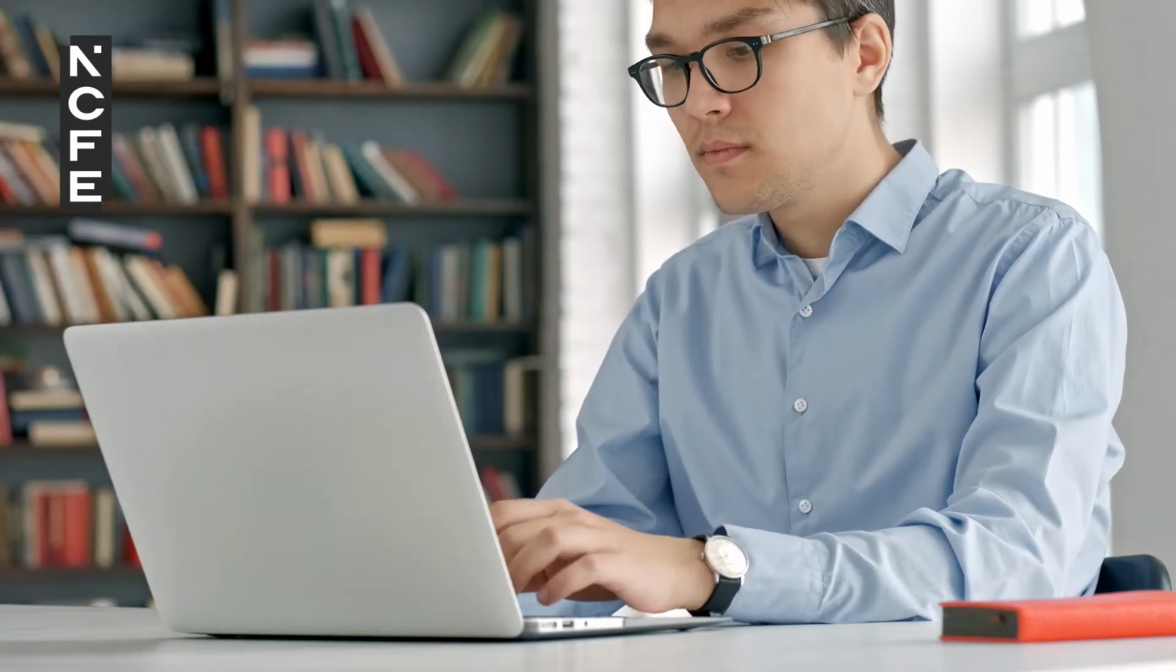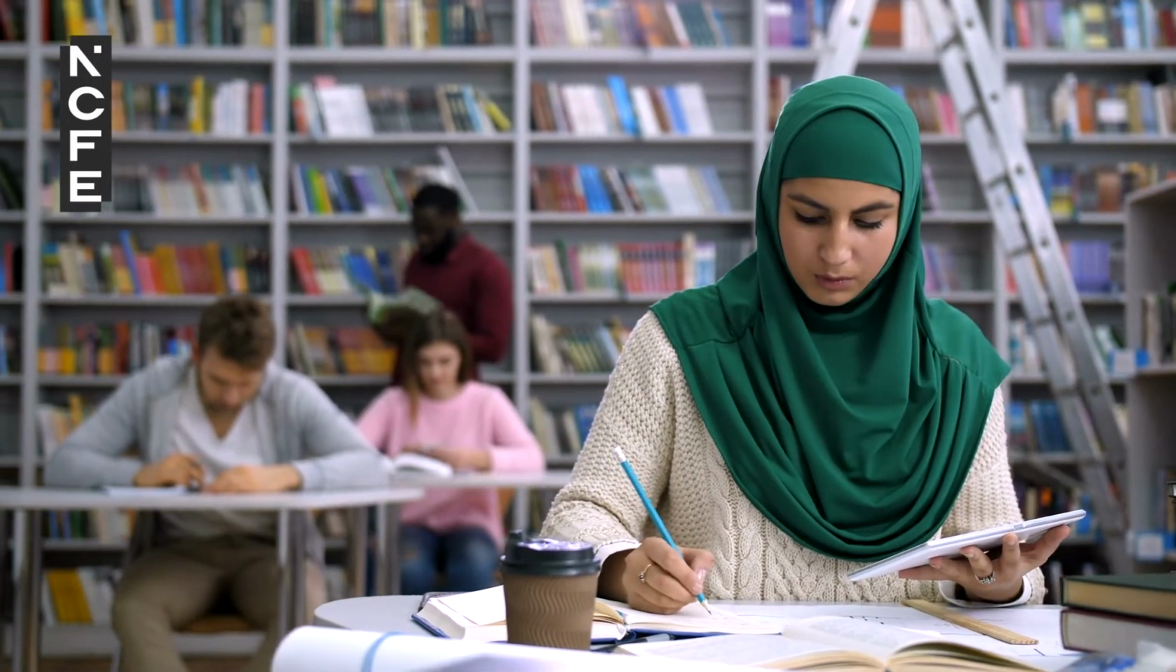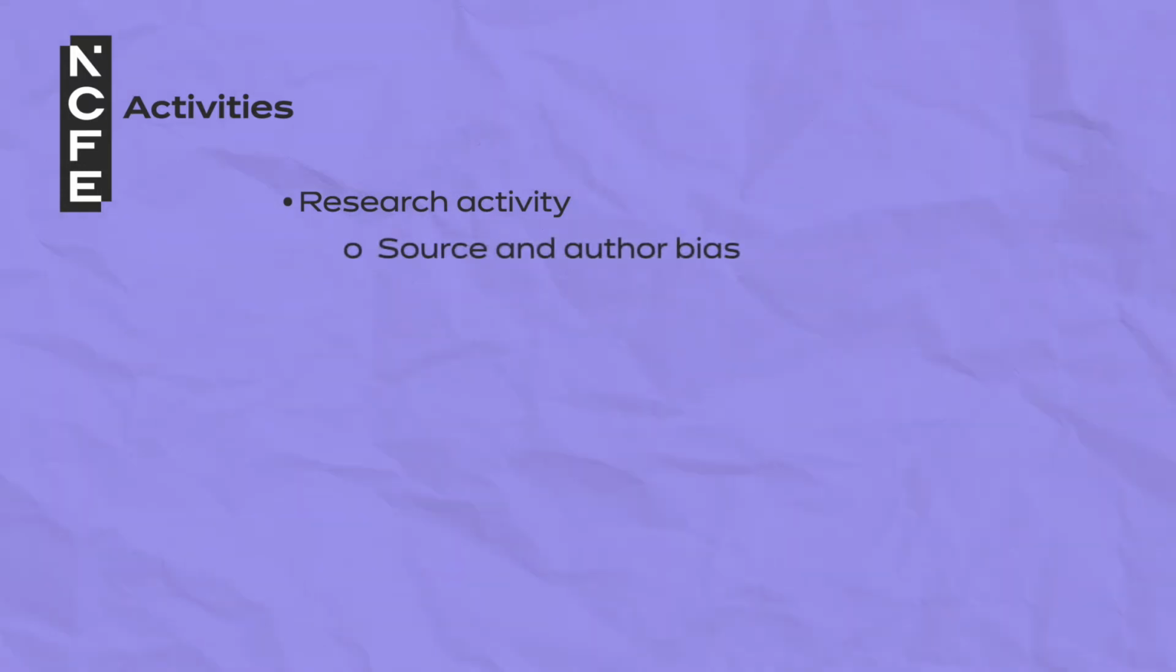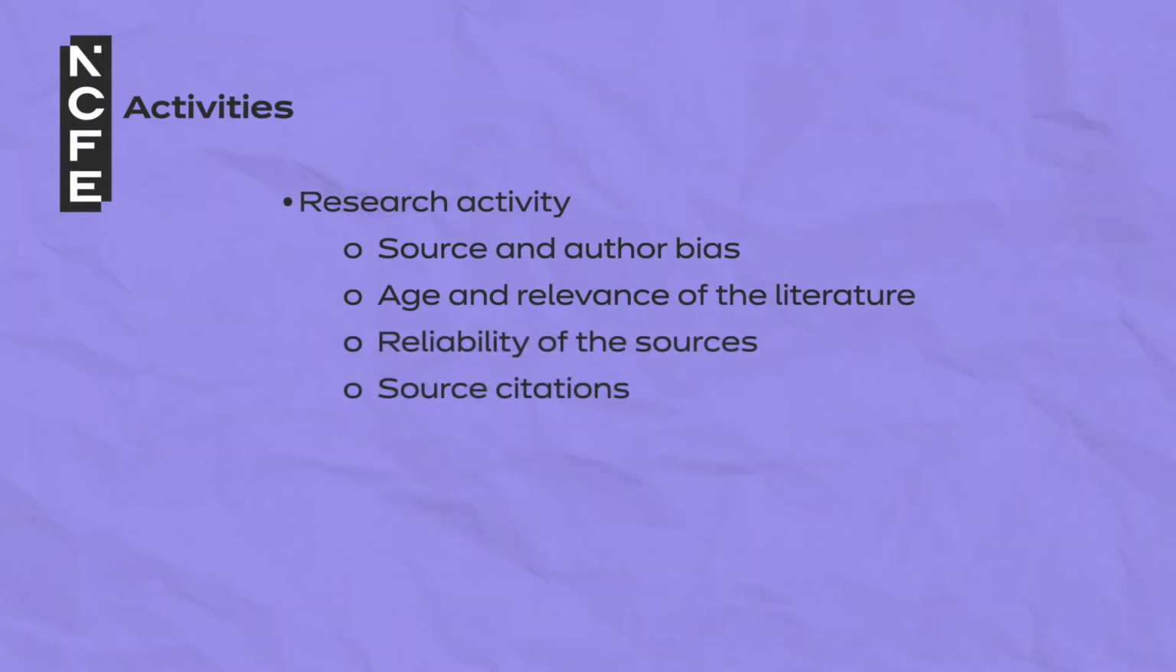To embed this core skill into teaching practice, the following types of activities are suggested to prepare students for the employer set project. A research activity. For this suggested activity, students could be given a specific topic related to a key issue or problem within healthcare science to research and investigate. Students should review a number of primary and secondary literature sources related to the topic and analyse them based on sources and author bias, age and relevance of the literature, reliability of the sources, source citations.